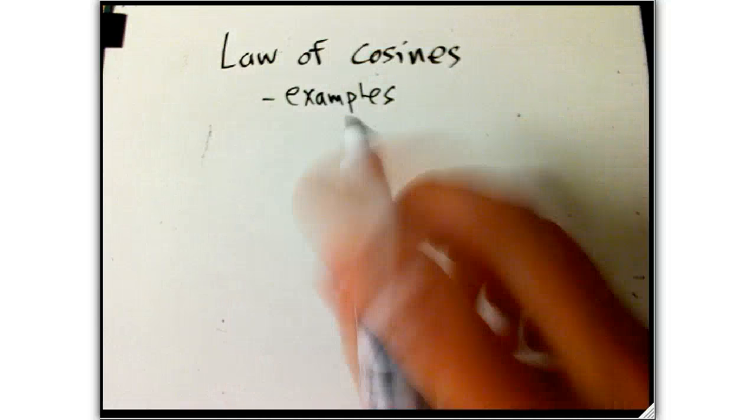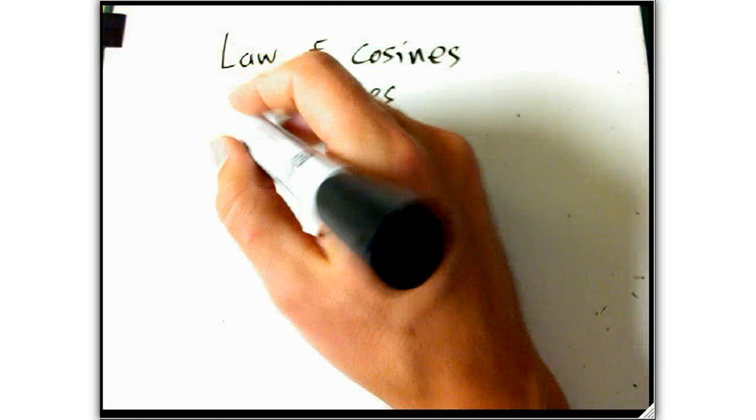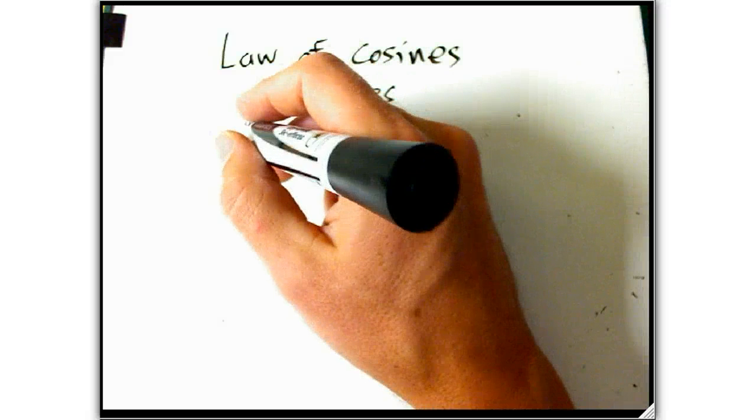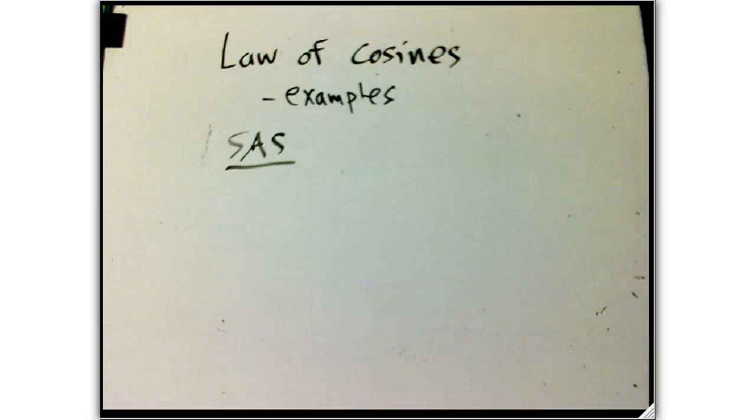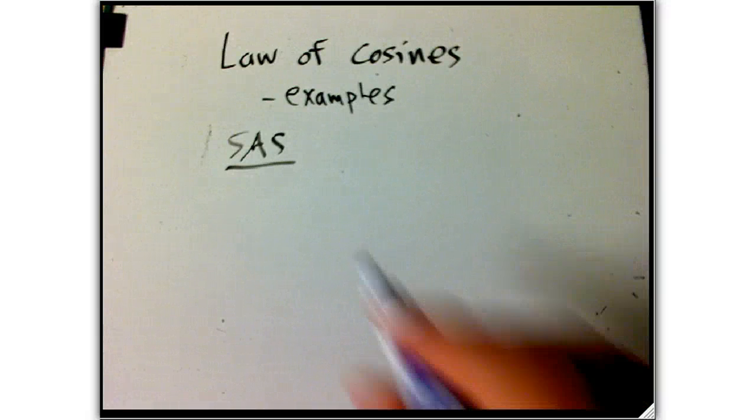Two quick examples of using the law of cosines. Other videos will be about recapping how we got it. SAS is the most basic situation. Let me switch to a better color.